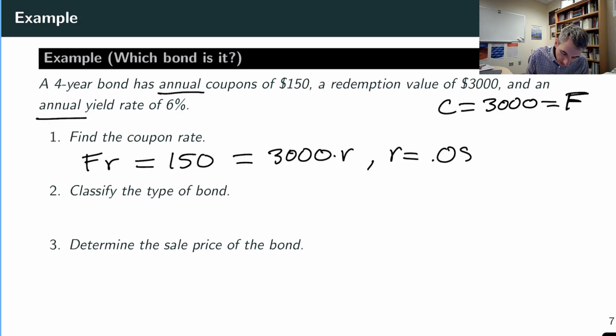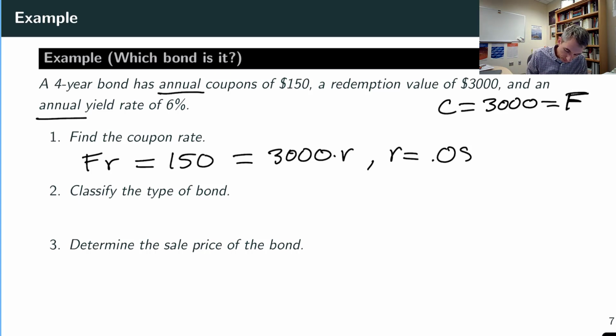The yield rate is 6%, J. Okay, so J in this case is bigger than R, which means the interest rate is bigger than the coupon rate. So we don't have enough coupons, so we're going to call this a discount bond because the coupons are smaller than the interest would normally be. And determine the sale price. The sale price ought to be less than $3,000 because it's a discount bond. Let's see if that works out.